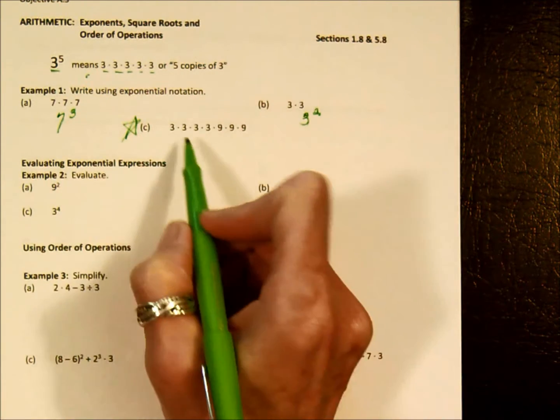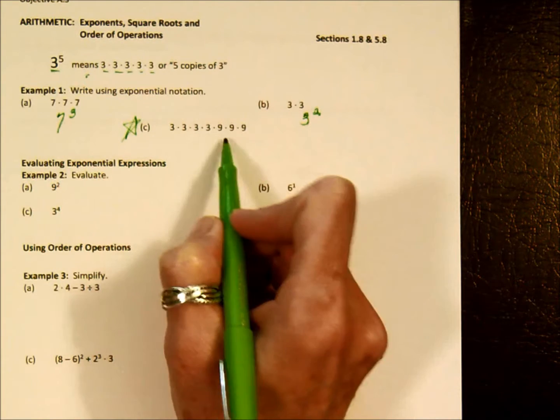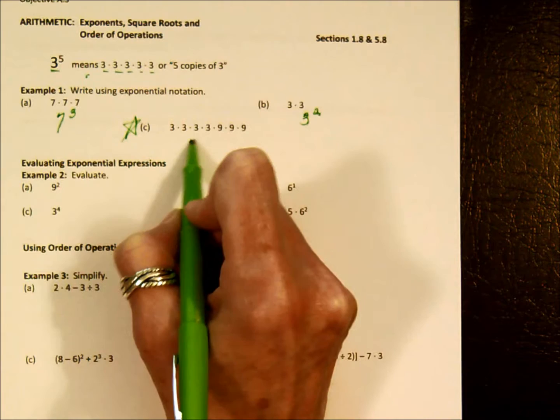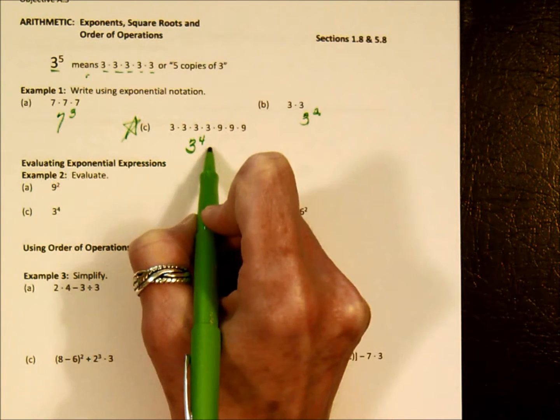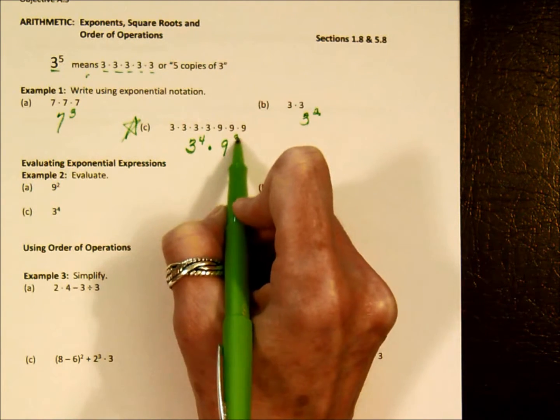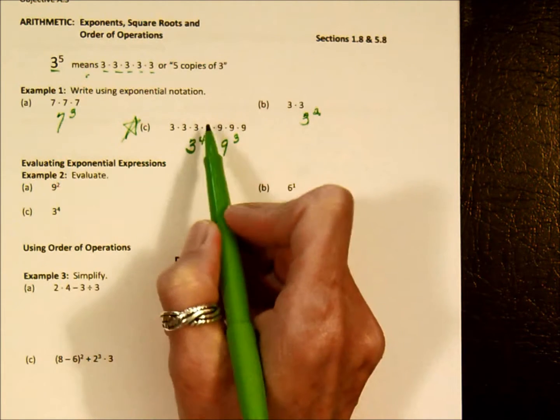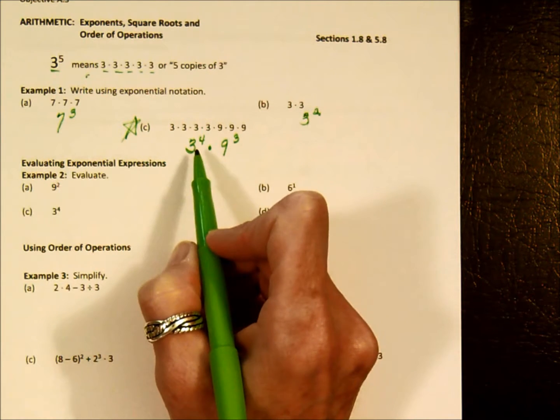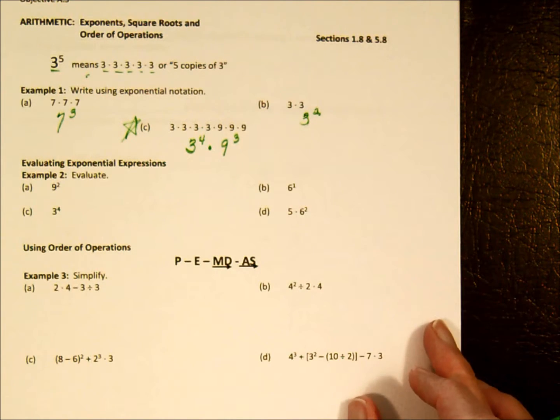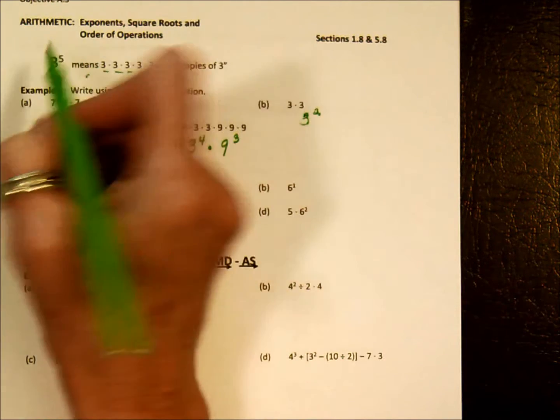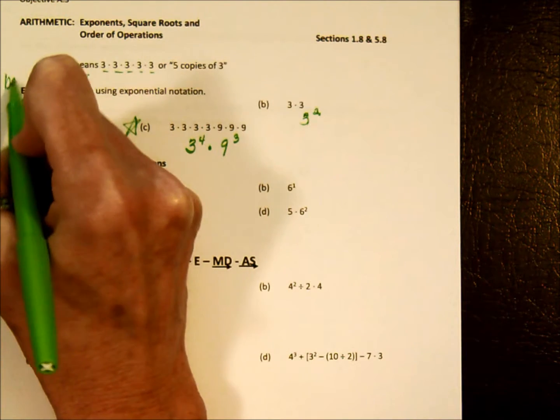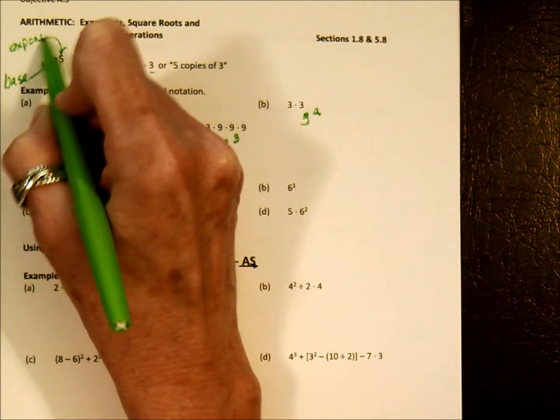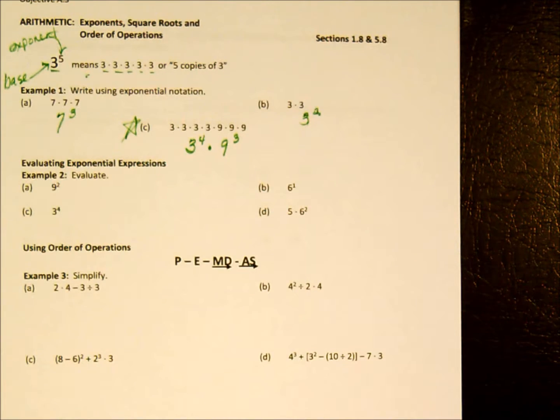This one is a little bit different because we have to do the 3s and the 9s separately. So we have 1, 2, 3, 4 copies of 3 times 3 copies of 9, or 3 to the 4th times 9 to the 3rd. And you can't multiply the 3 times the 9. Those are completely different bases. By the way, this is called the base, and this is called the exponent, if you hear that language throughout this video.